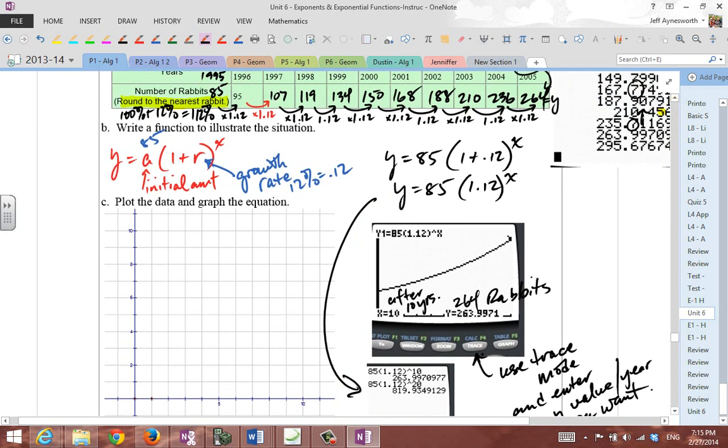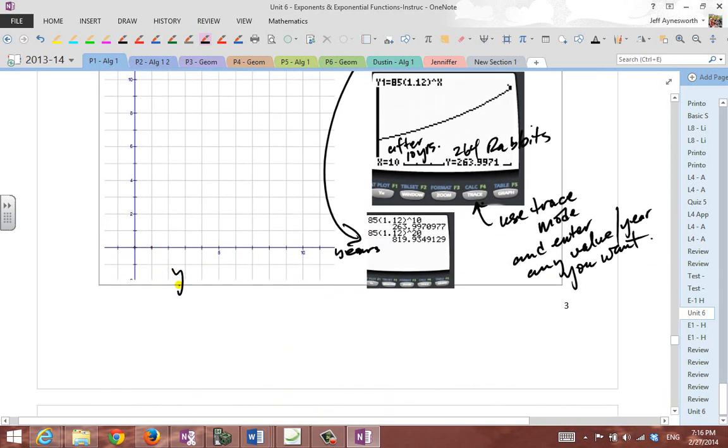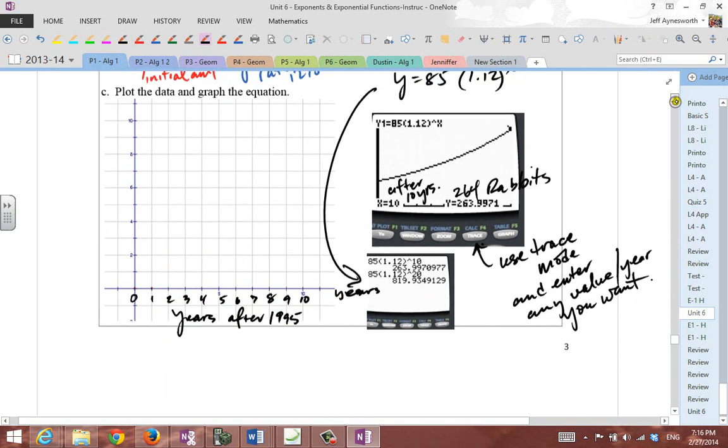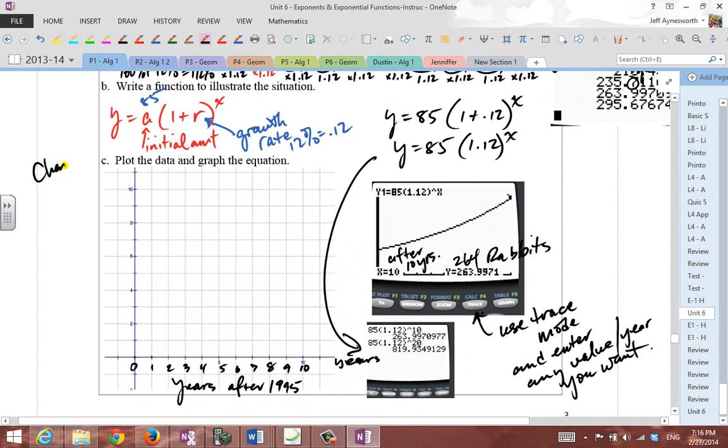And then if you wanted to plot your graph, you put your years down here, years after 2000, let me see, not 2000, I'm sorry, after 1995. So this is the number of years after 1995. So 0, 1, 2, 3, 4, 5, 6, 7, 8, 9, and 10. And then you're going to have to change the scale here because we've got to go all the way up to 300 here. So I suggest you change the scale because the Y max is 300. And so that's no big deal.